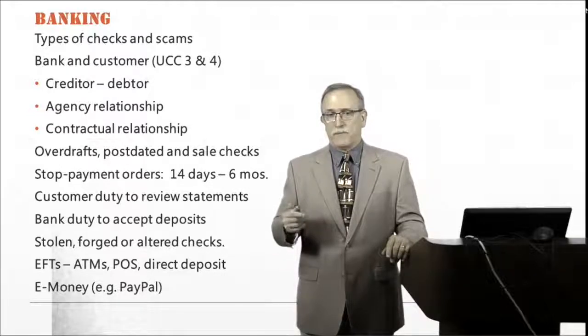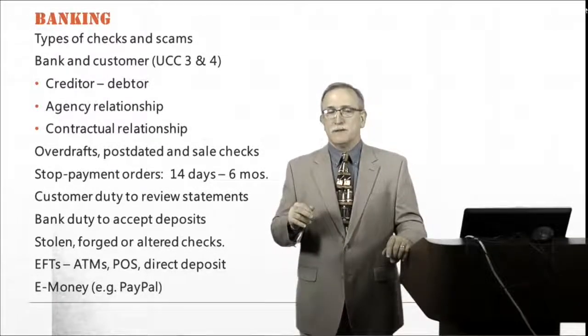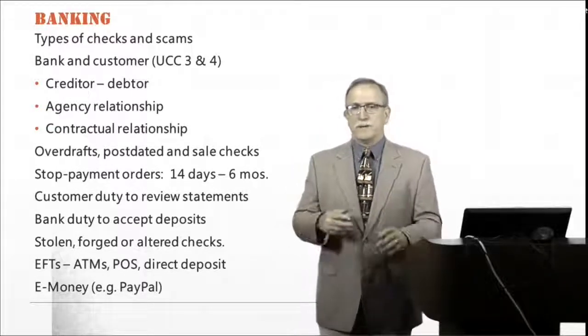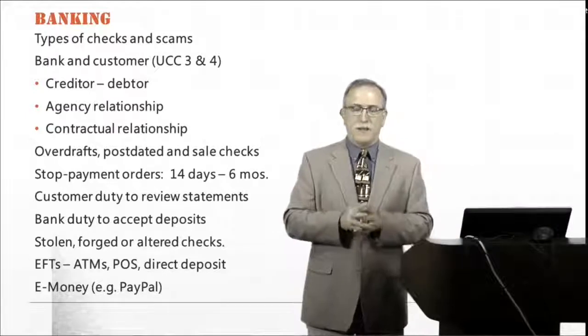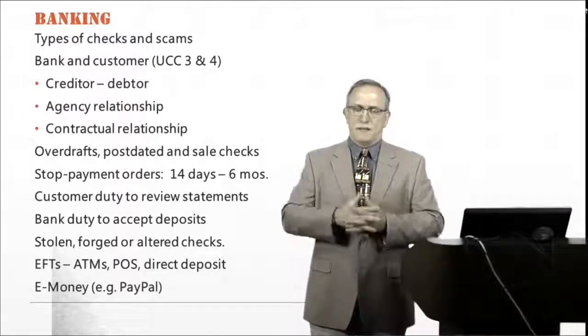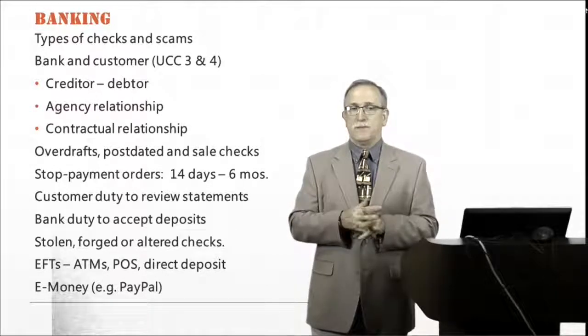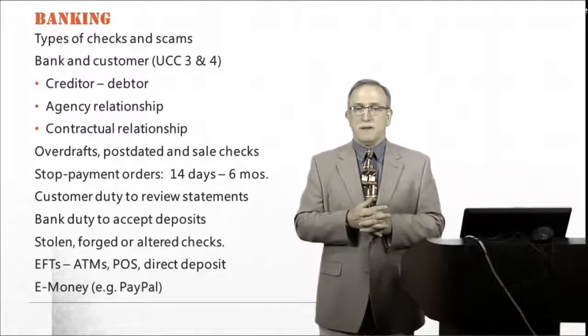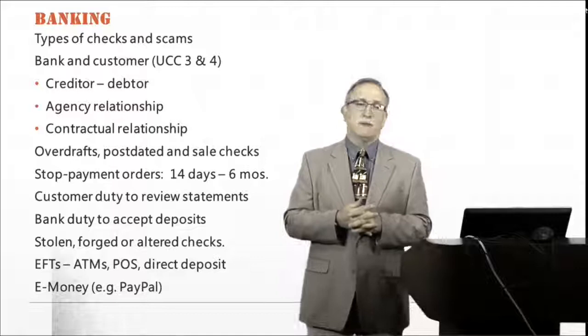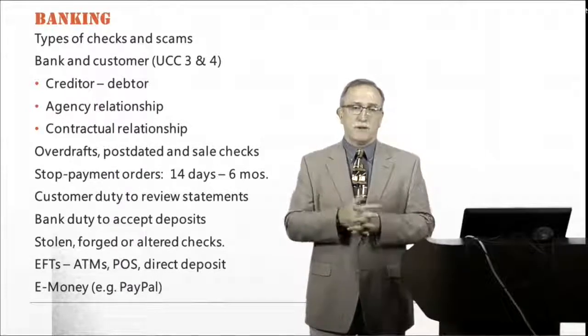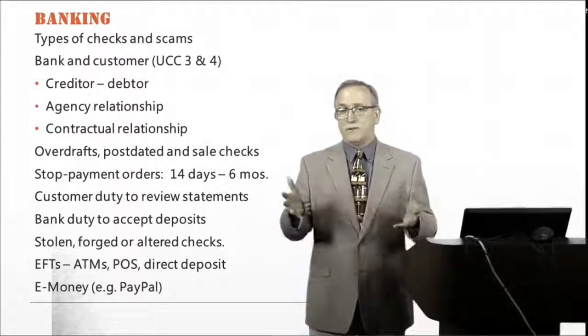And so understand again, in the banking world, we're talking about the UCC Article 3 and 4. Now we talked about Article 2, sales law. Article 3 is negotiable instruments. And Article 4 deals more with pure banking issues. Bottom line is it's a creditor-debtor relationship. The bank is actually your agent, and it's a contract relationship. So you have to look at what are the terms of the deal.